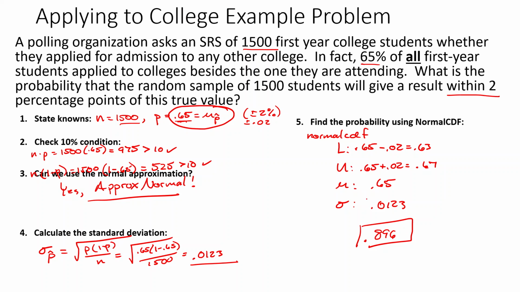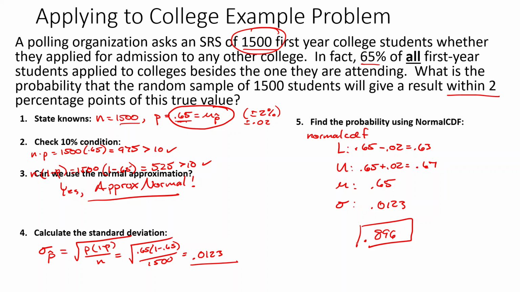All right, so that is the probability that one of these samples of 1,500 students will get somewhere between 63% and 67% that say they applied to multiple colleges. More colleges than just the one they went to.